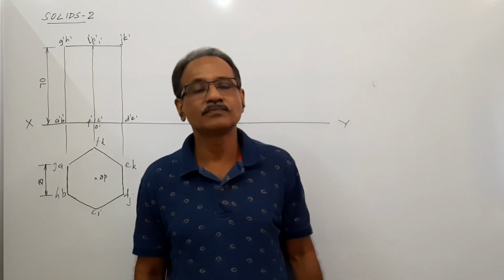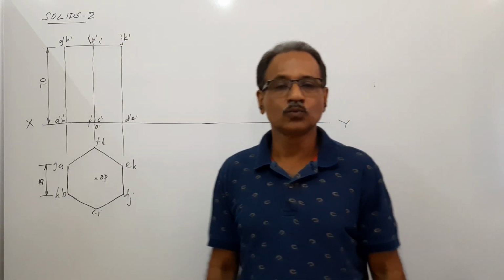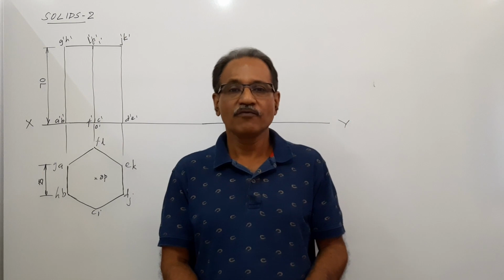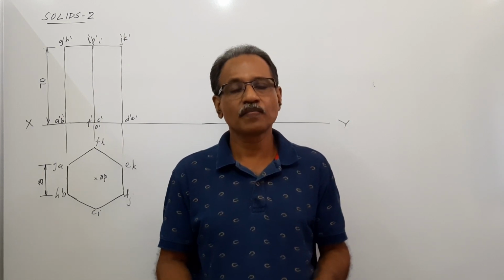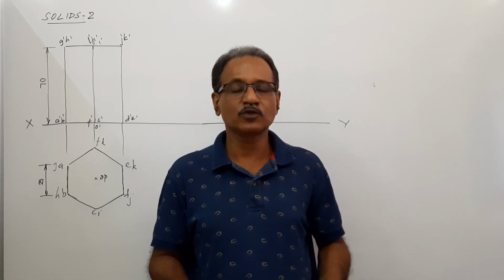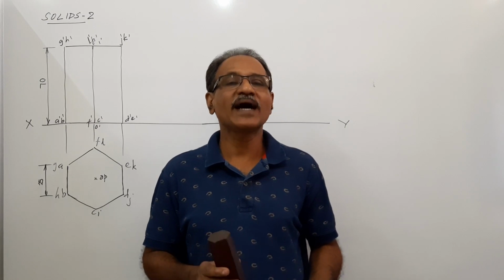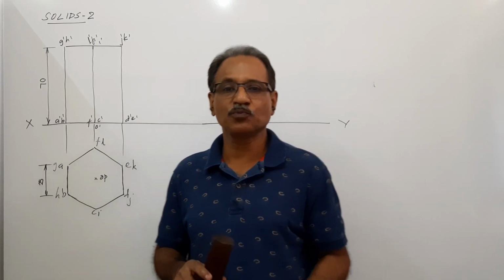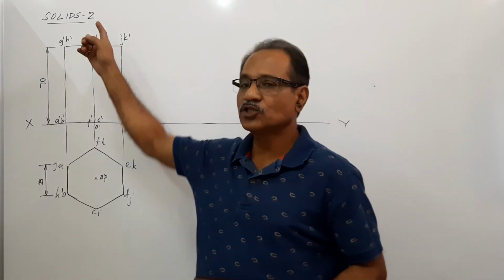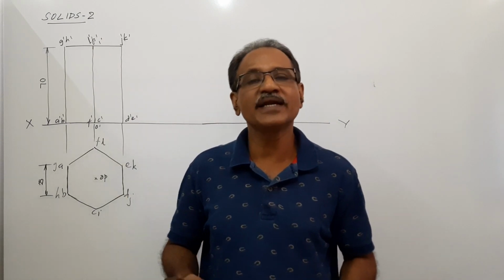Hi students, solids 2. We have seen simple positions earlier. Now I have explained what is a simple position. Now, axis parallel to VP and inclined to HP. Solids 2, axis parallel to VP and inclined to HP.